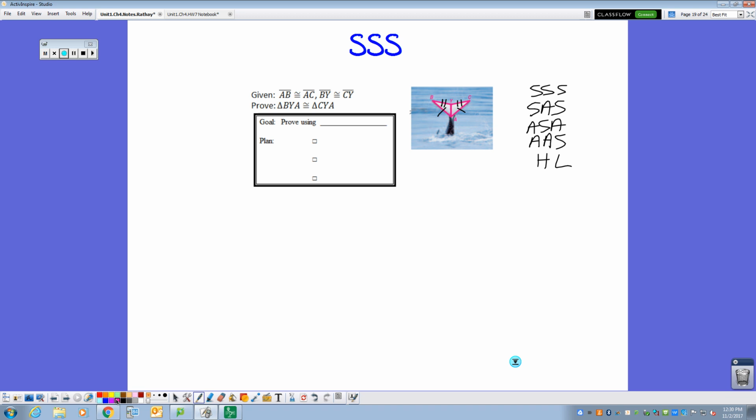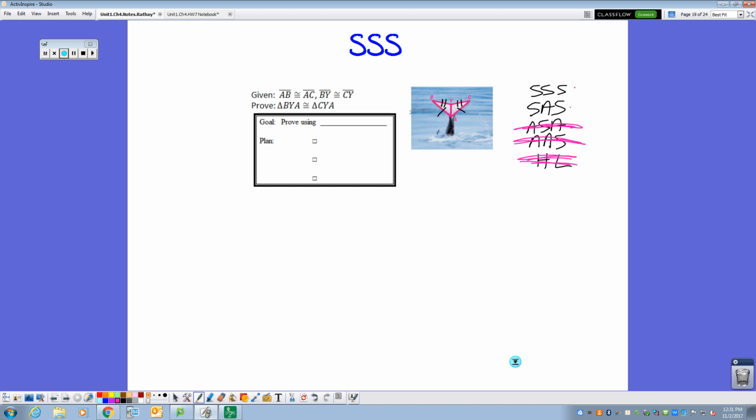But I know right off the bat there's no right angle, so it's definitely not hypotenuse leg. I also know that they gave me 2 sides. Those both use 2 sides. This only uses 1 side. This only uses 1 side, so they are probably not the methods that I want. So now we have to decide, is it SSS or SAS?